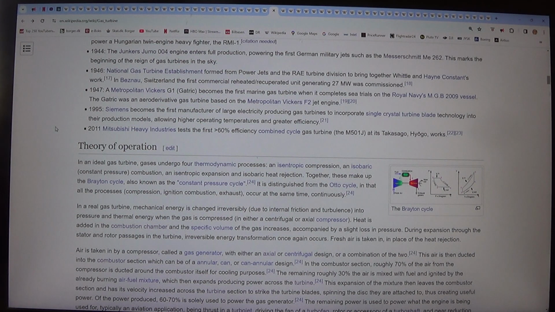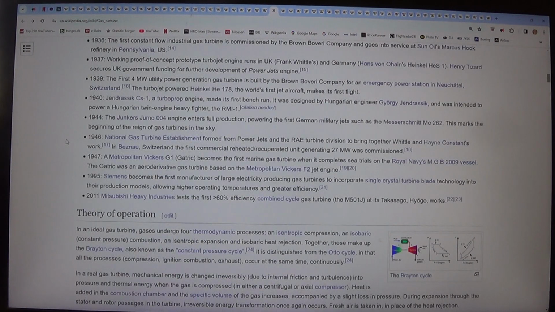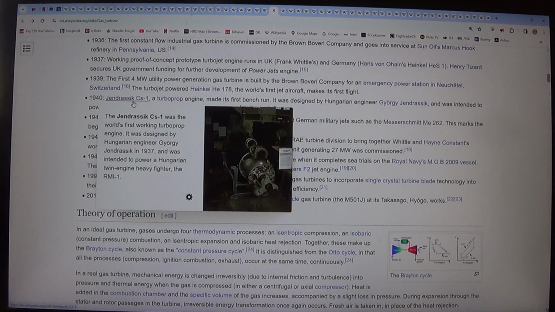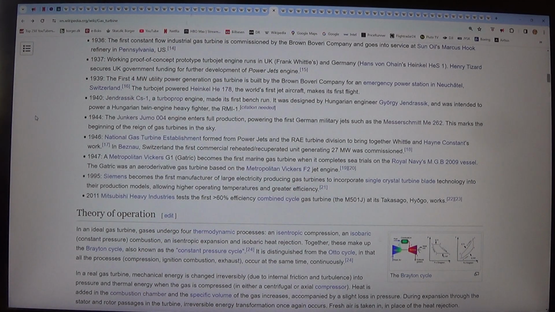In 1939, the first 4 MW utility power generation gas turbine is built by the Brown-Boveri Company for an emergency power station in Neuchâtel, Switzerland. The turbojet-powered Heinkel He 178, the world's first jet aircraft, makes its first flight. In 1940, the Jendrassik Cs-1, a turboprop engine, made its first bench run. It was designed by Hungarian engineer György Jendrassik, and was intended to power a Hungarian twin-engine heavy fighter, the RMI-1.